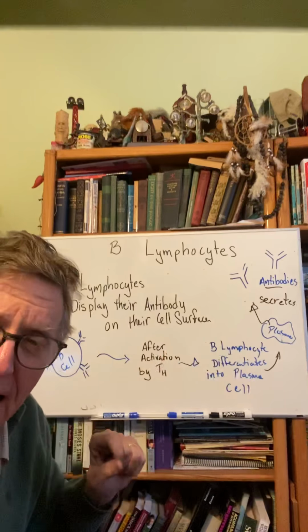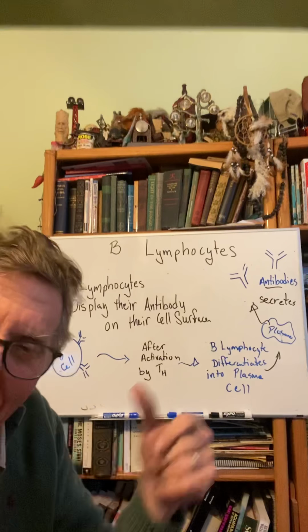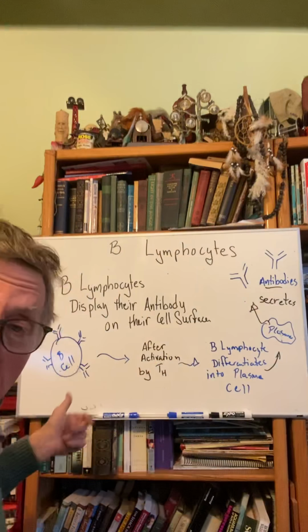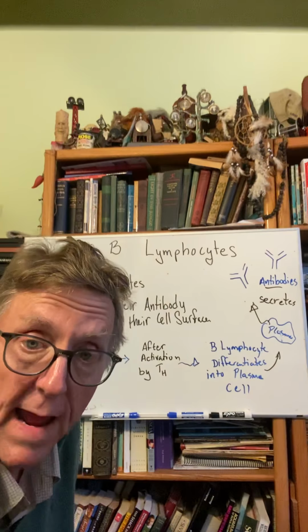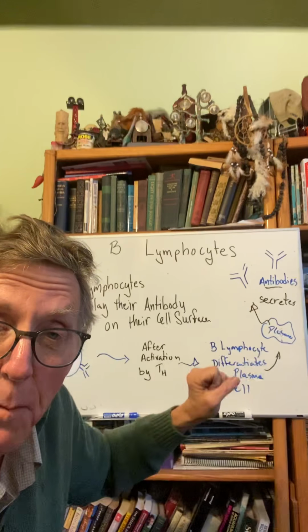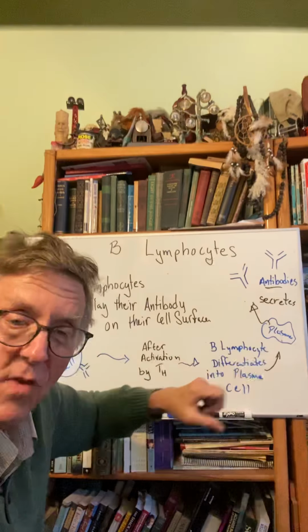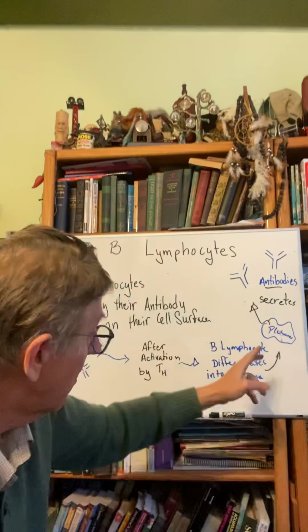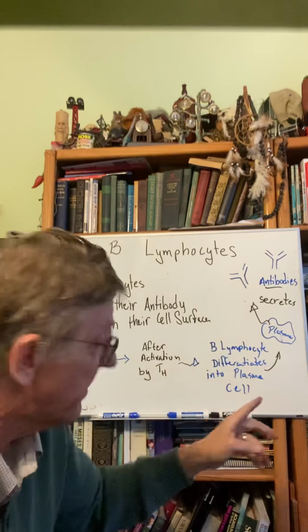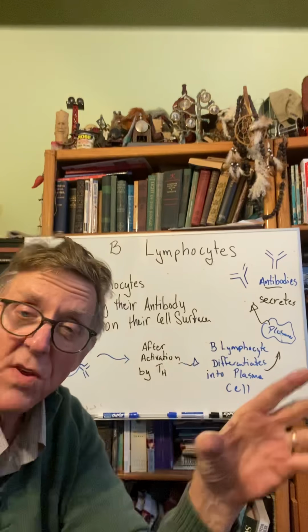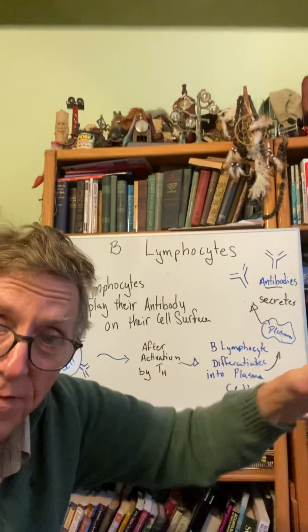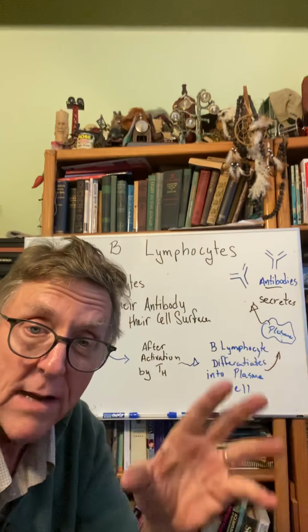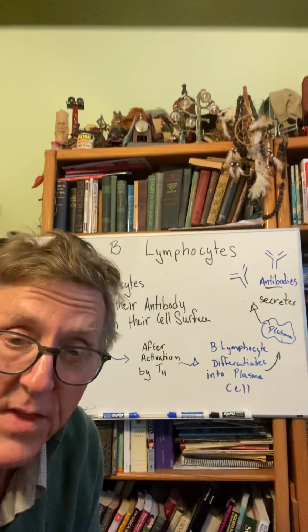And so these plasma cells, how are they different? They don't show off their antibodies. They secrete them. So the antibodies are made in the plasma cell, but rather than being put on their cell surface, they release them into the circulatory system, and then these antibodies go out and latch on to the pathogen.